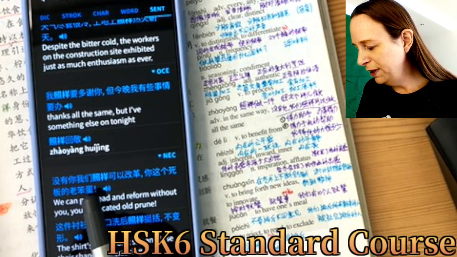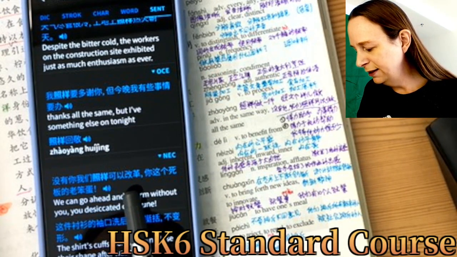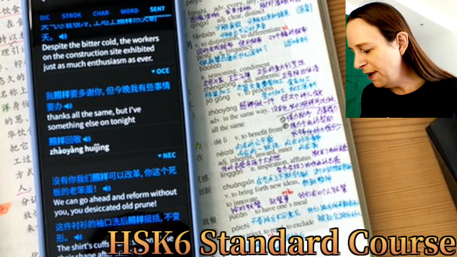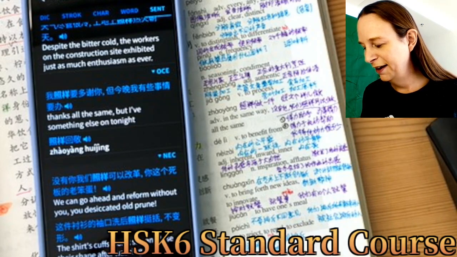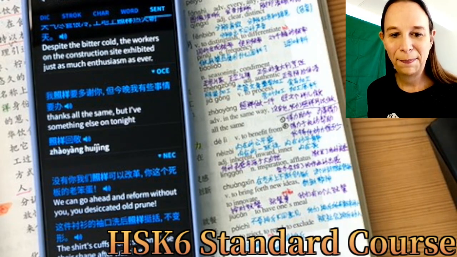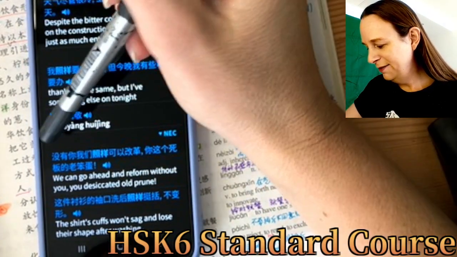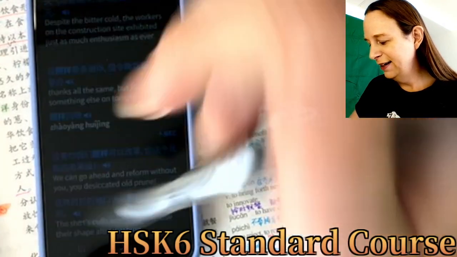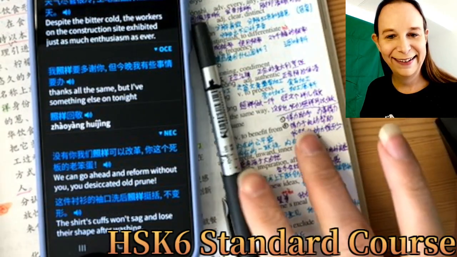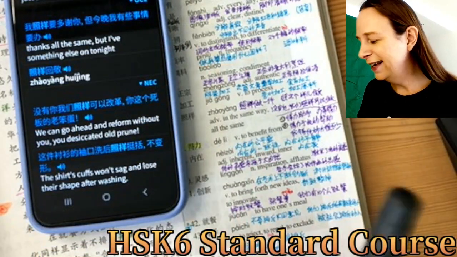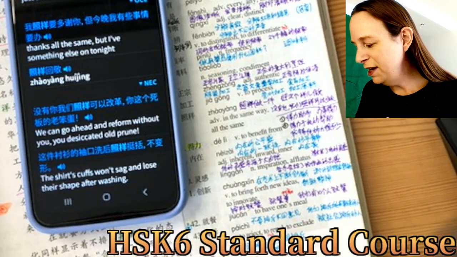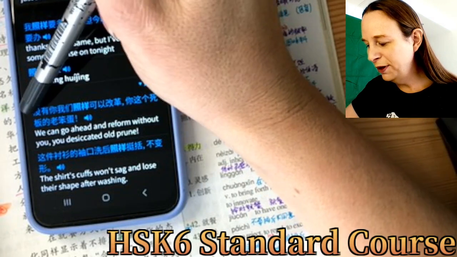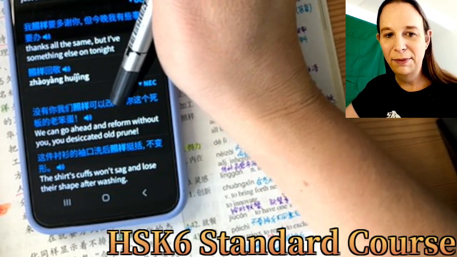没有你，我们照样可以改革。你这个死板的老笨蛋。What? 没有你, we can go ahead and reform without you. All right. You desiccated old prune. All right. I don't think normal people talk like that, but 没有你，我们照样可以改革。I interpret this as, if you weren't here, we could proceed with a reform, but you're holding everything up.